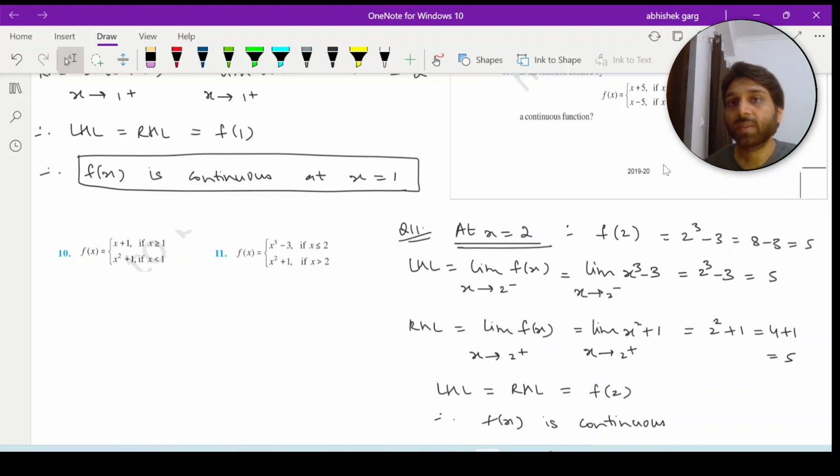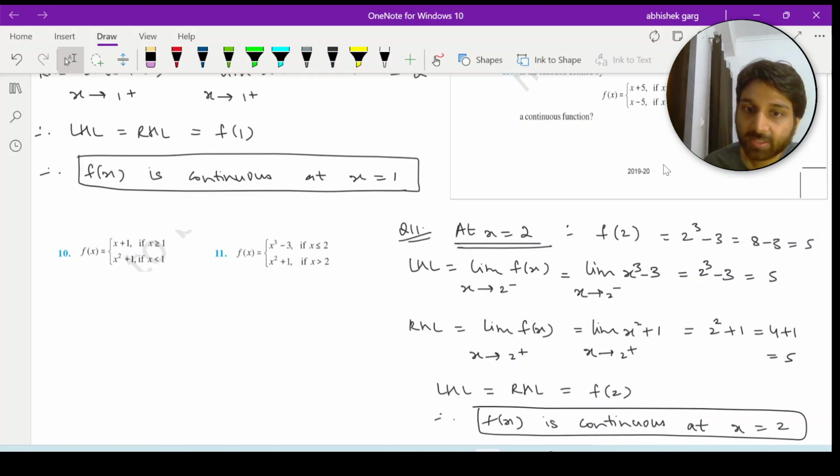In every question you have to solve, you have to find the value of the function at that value of x, and then you have to find the limit of the function when x is approaching that particular value of x. That is it. So question number 11 is done.